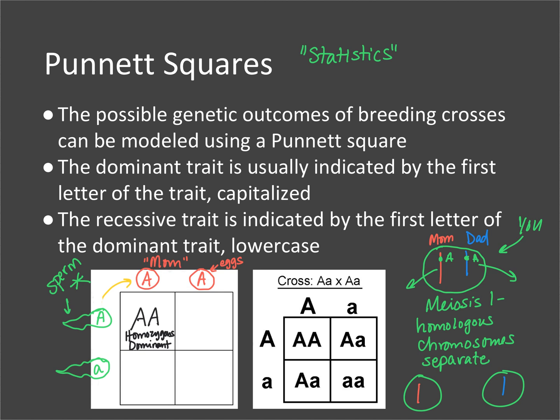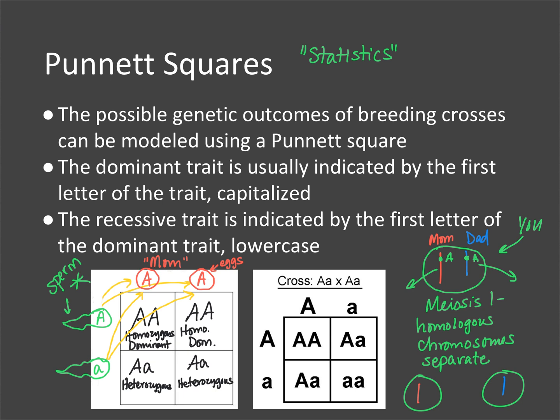If we were to take that same sperm, but instead fertilize this egg, we would still end up with the same combination. Now, if this sperm carrying the recessive trait were to fertilize this egg, we would end up with an individual that is heterozygous. And the same thing would happen if this sperm fertilized this egg. We would end up with another heterozygous individual.